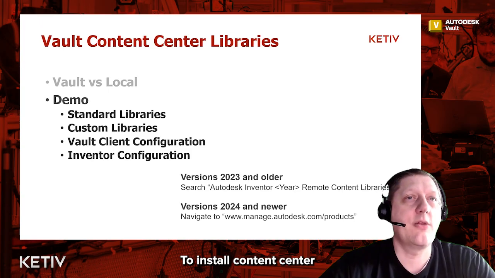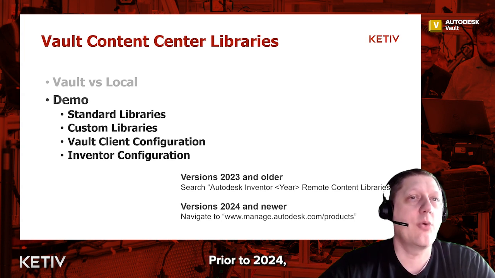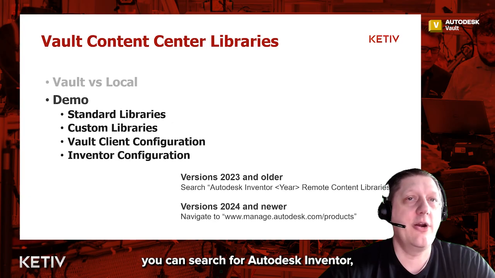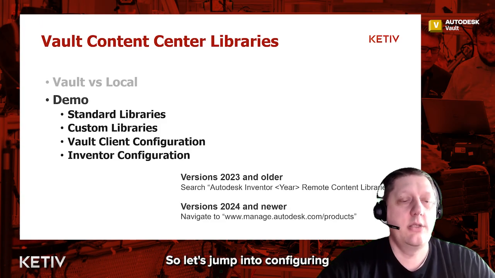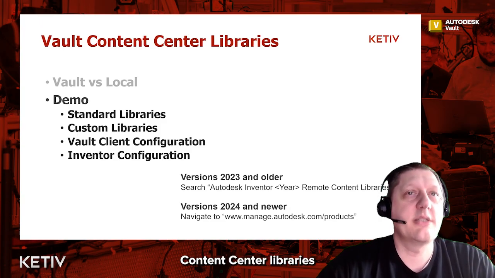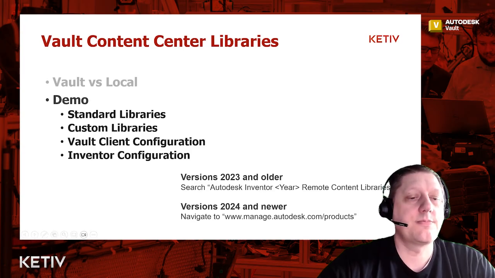To install Content Center libraries inside of Vault, you'll need access to your Vault server and be assigned the administrator role. Standard libraries can be downloaded from Autodesk's website for Vault versions 2024 and newer. For Vault versions prior to 2024, you can search for Autodesk Inventor, the year of Inventor that you're using, remote content center libraries. Each library will need to be downloaded separately and installed on the Vault server. So let's jump into configuring content center libraries inside of your Vault.